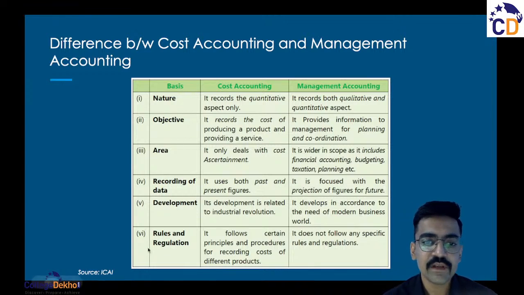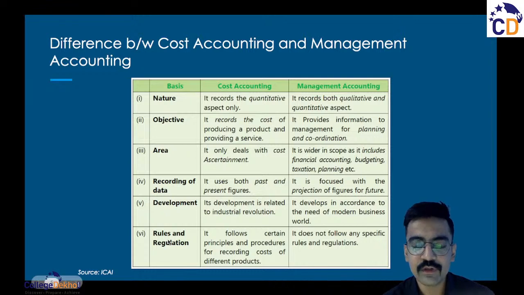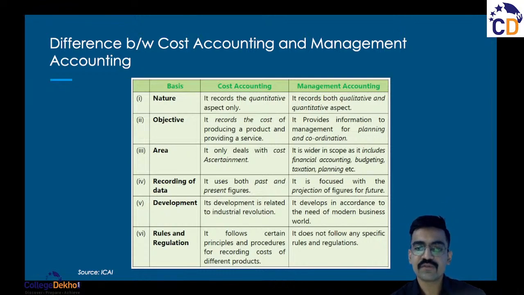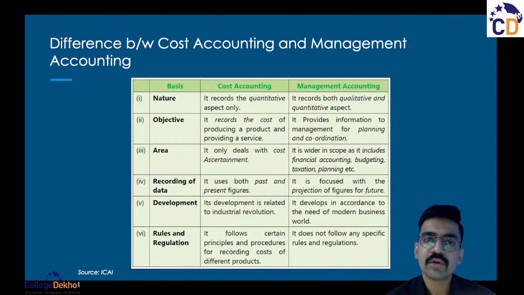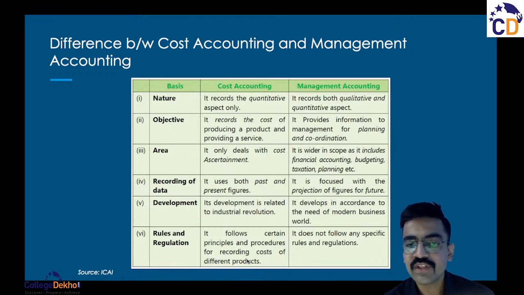All right. Now, on the basis of rules and regulations, cost accounting follows certain principles and procedures for recording costs of different products, while on the other hand, management accounting does not follow any specific rules and regulations. Right? Because we are talking about the cost that is being accounted for, it is always the case that certain principles or certain procedures for recording costs of different products are always being followed. Right?